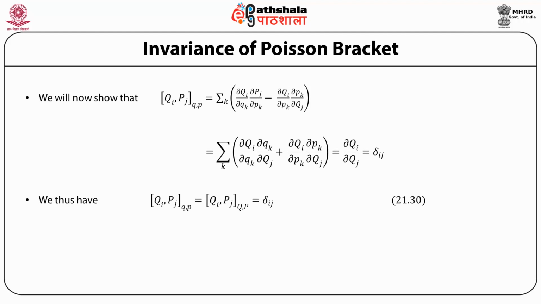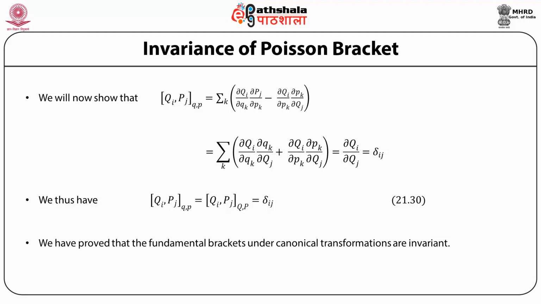To continue with our illustration of the fact that the fundamental brackets remain invariant, we finally evaluate the bracket between the new coordinates and their conjugate momenta with respect to the old coordinates and the conjugate momenta. From the definition, we have the Poisson bracket between qi and pj given by the sum over k of the partial derivative of qi with qk into the partial derivative of qk with qj, and so on, which is delta ij. We have thus proved that the fundamental brackets under canonical transformations are invariant.